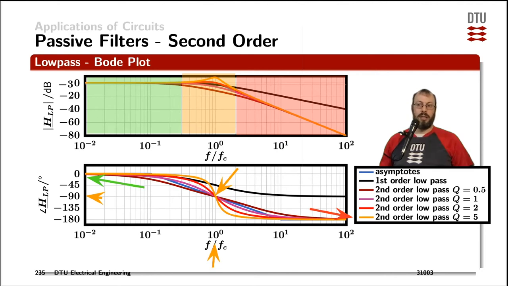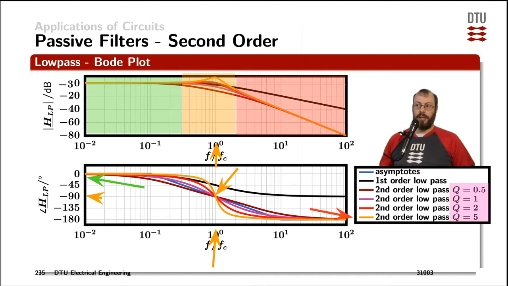frequency of the filter. 10 to the power of 0 is 1, so this is exactly normalized to having the corner frequency in the middle of the diagram, both for the amplitude and the phase. Now the asymptotes of the amplitude are actually disappearing behind all the other lines, but we can see the comparison to the first order.